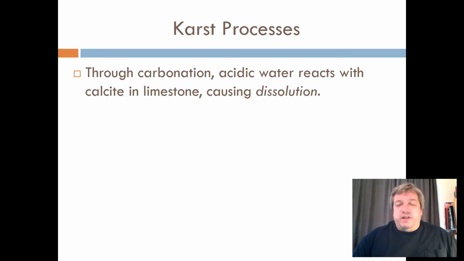So what happens is quite simply, rain and water soak into the ground, and the water becomes acidic through carbonation we talked about. And what happens is the acidic water, when it hits calcite, which is one of the minerals in limestone, it basically dissolves it. It turns it into mush and eventually makes it water soluble and washes it away.